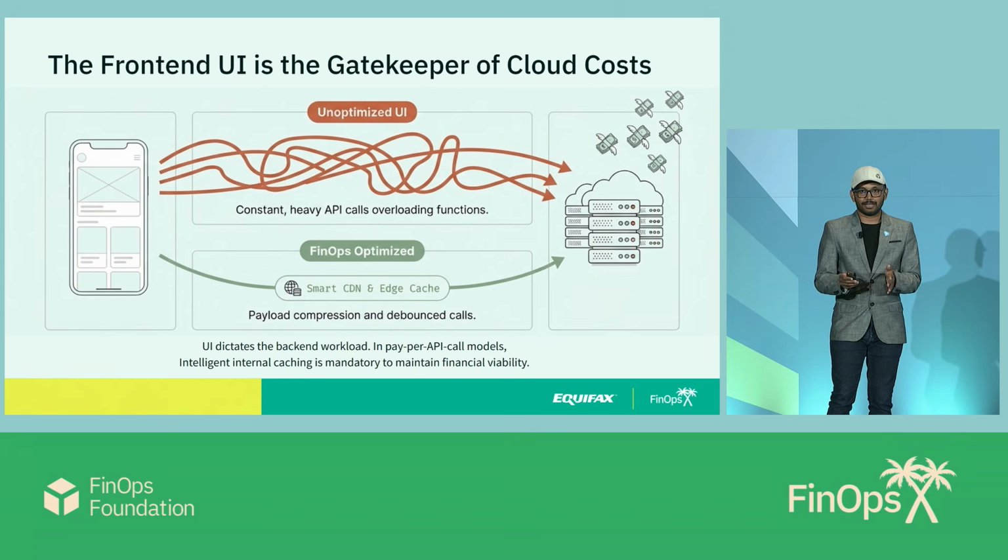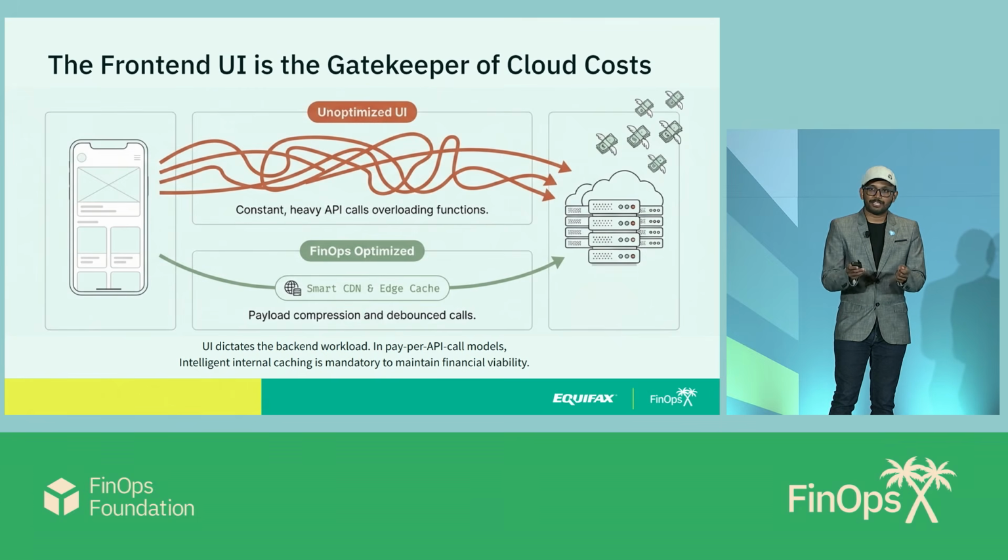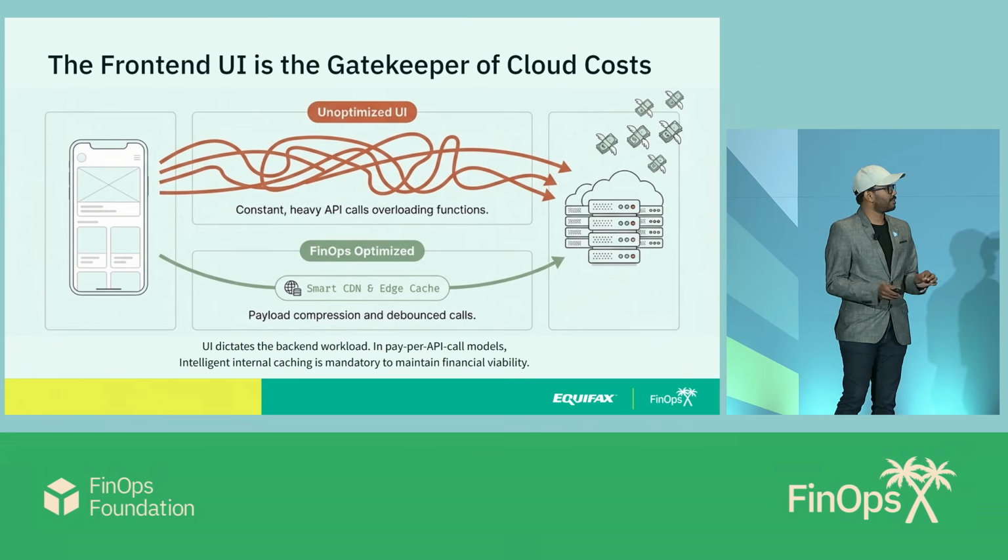Let's say our Angular app constantly makes heavy API calls and overloads the backend functions, the CPU and the GPU and whatnot, driving up the serverless costs. In a pay-per-API-model call, intelligent internal caching isn't just a performance tip, it is mandatory, and it provides bigger financial visibility.